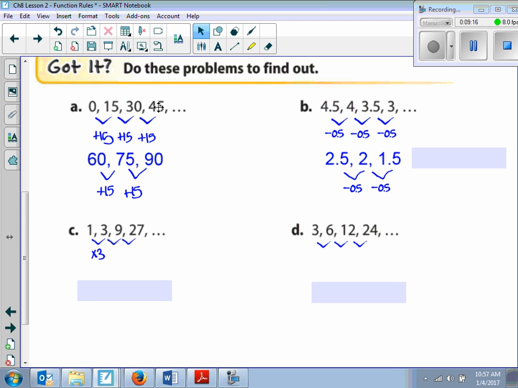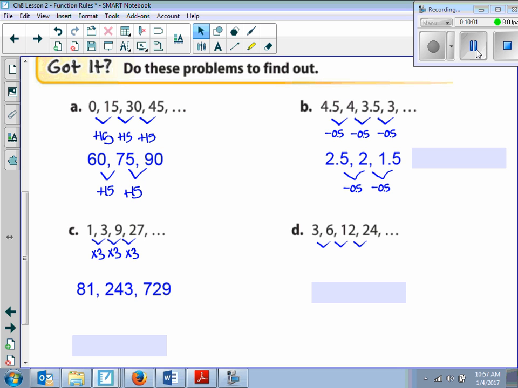And every time we are multiplying times 3. So to get from 3 to 9, we multiply times 3. And 9 times 3 is 27. Is everybody clear with that? So how do I get from 27 to the next term? Times 3. So 27 times 3 is 81. And then we multiply again times 3 to get 243. And then we'll multiply again times 3 to get, very good, 729. Has everybody got it? Yeah.